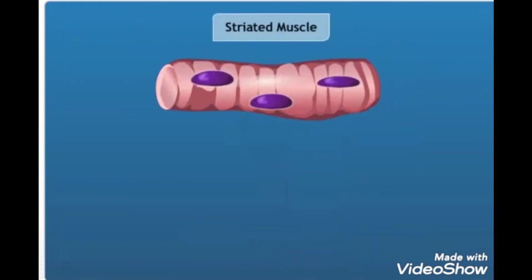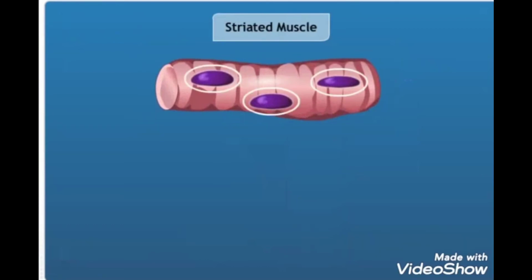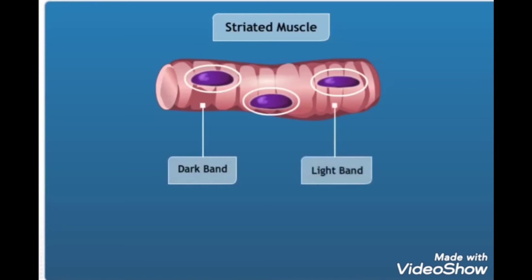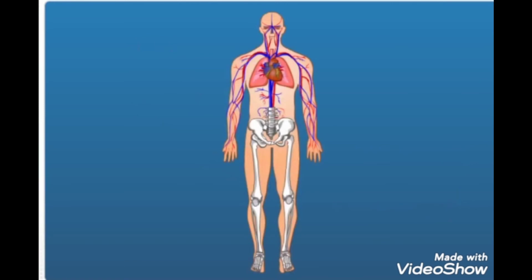Striated muscles are cylindrical, unbranched, and multinucleated. Each muscle fiber has a dark band alternating with a light band called striations. These muscles help us move our limbs and lift weight at will. So striated muscles are called voluntary muscles. They are found in our limbs, body wall, face and neck.